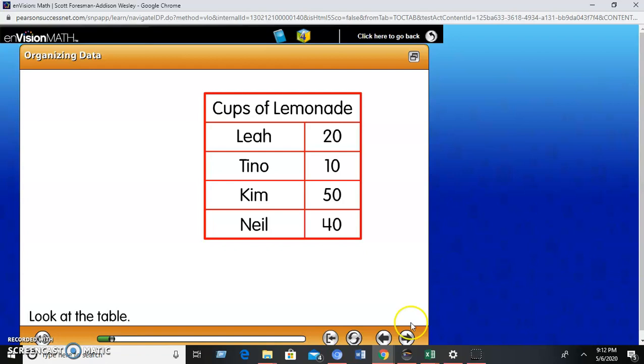Look at the table. Cups of Lemonade is the title of the table. It tells us what we are looking at. And it looks like we have four different kids. So Leah had 20 cups of lemonade. Tino has 10 cups of lemonade. Kim has 50 cups of lemonade. And Neil has 40 cups of lemonade.